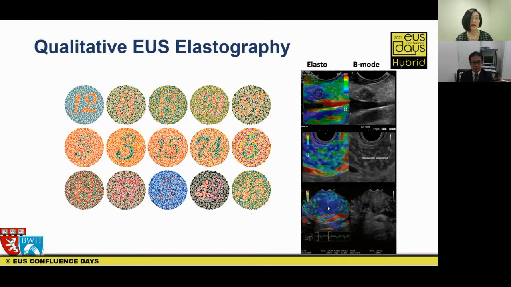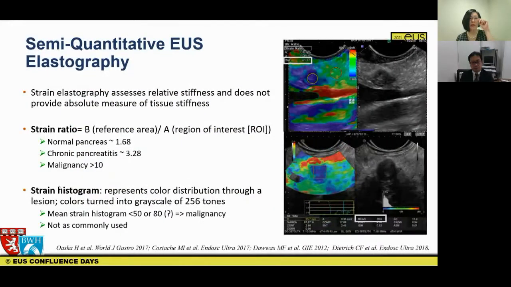And the other thing to remember is that not an insignificant number of people are colorblind. And what I'm showing here is just one test for color blindness. So it's going to be obviously very difficult for those people to do qualitative EUS elastography. Now, one thing I just want to reemphasize is that strain elastography is measuring the relative stiffness and not the absolute stiffness of the tissue.